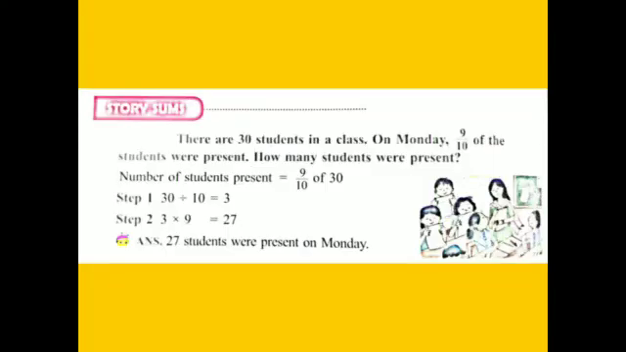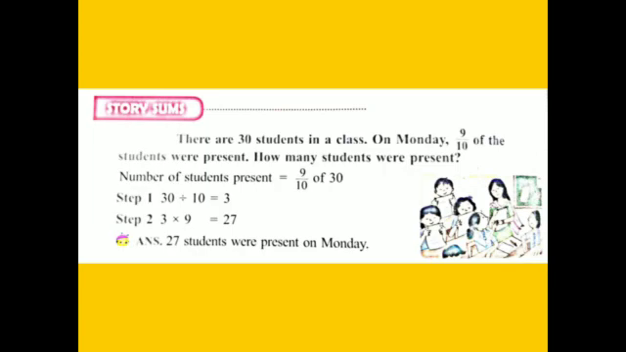Story sums. There are 30 students in a class. On Monday, 9 by 10 of the students were present. How many students were present? So we have to find out the number of students present on Monday out of 30 students. So statement, number of students present is equal to 9 by 10 of 30.